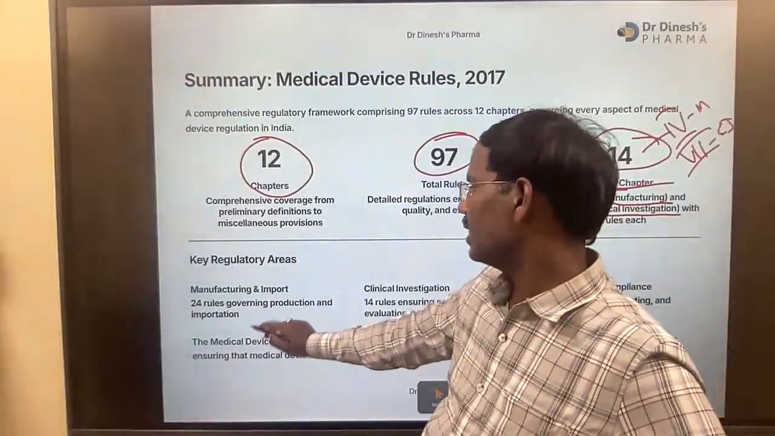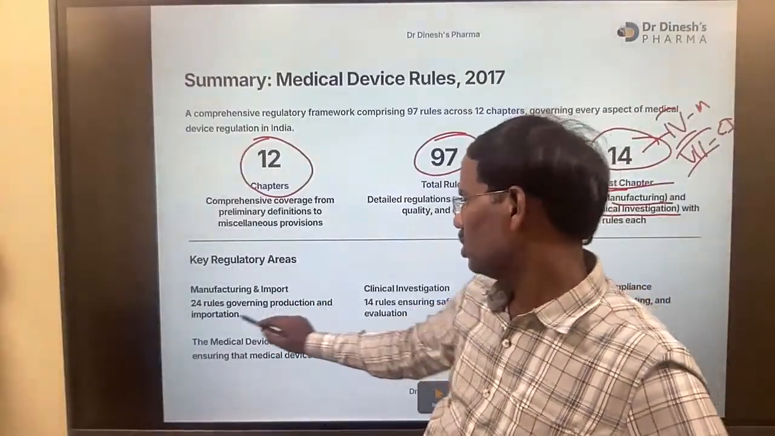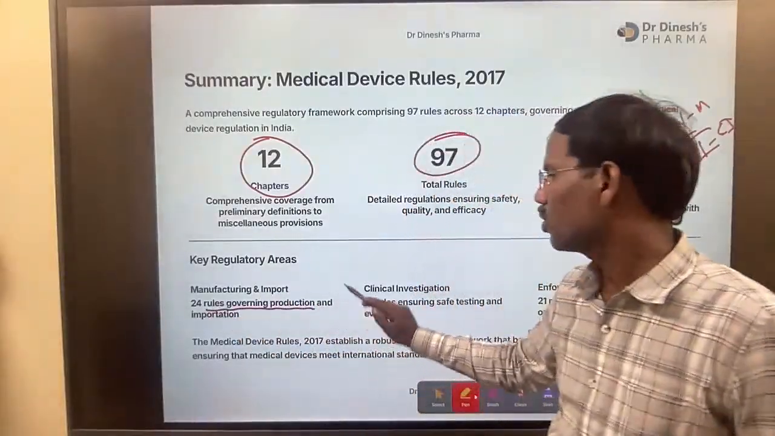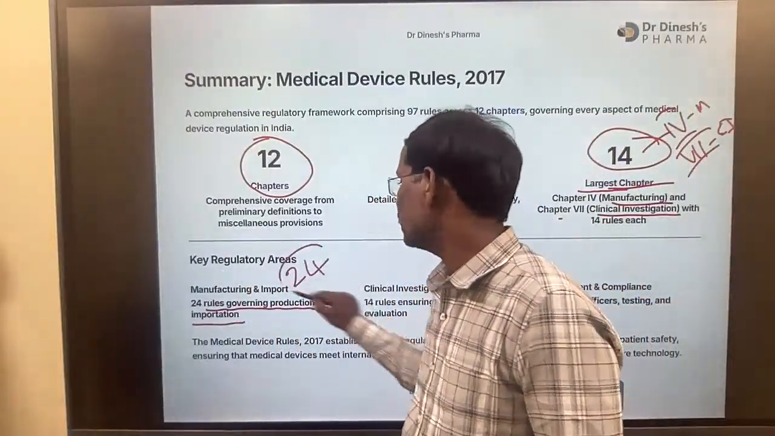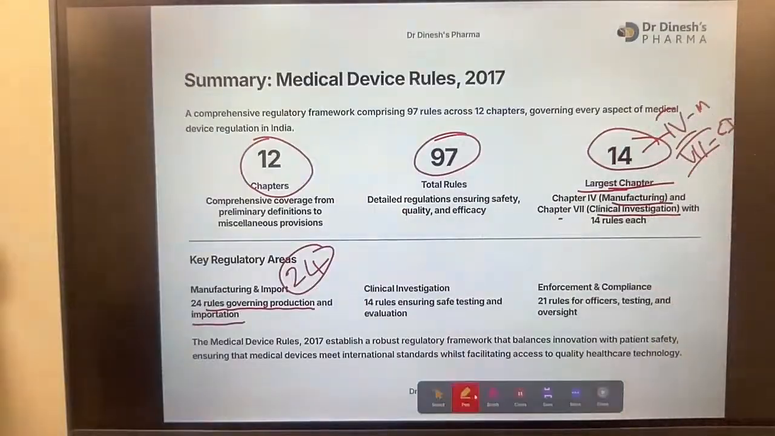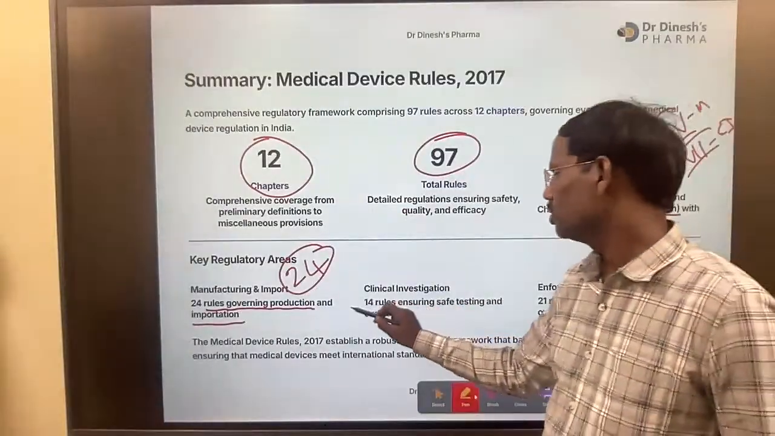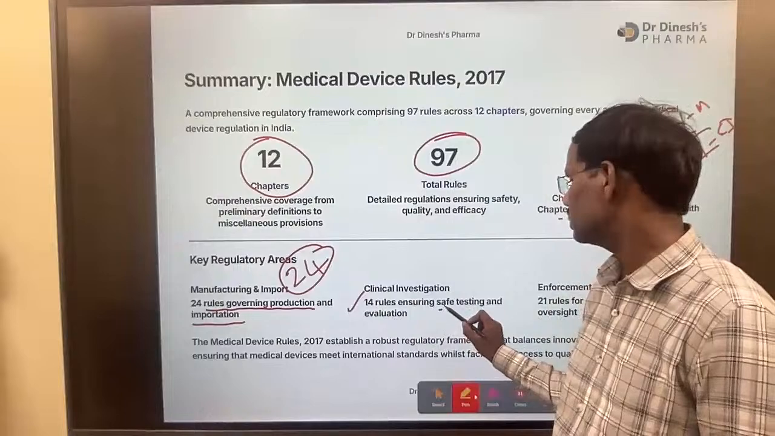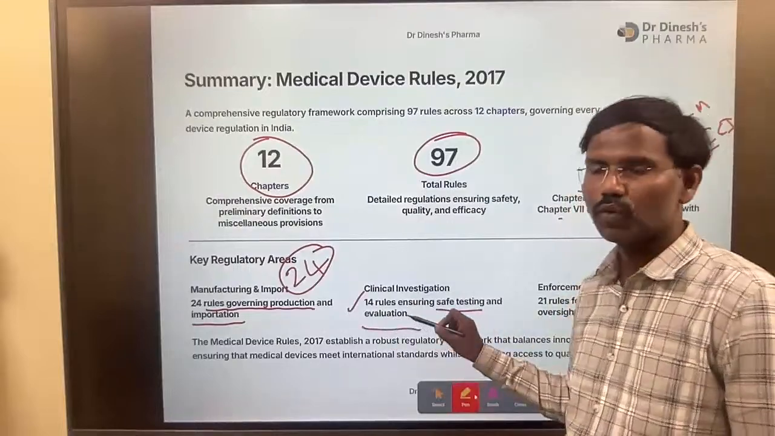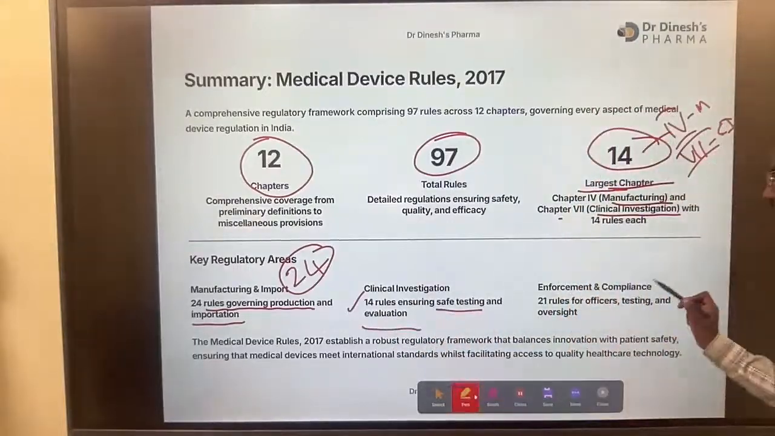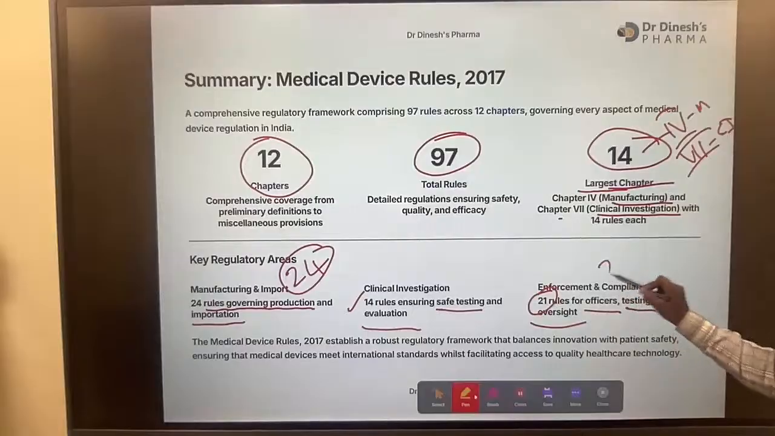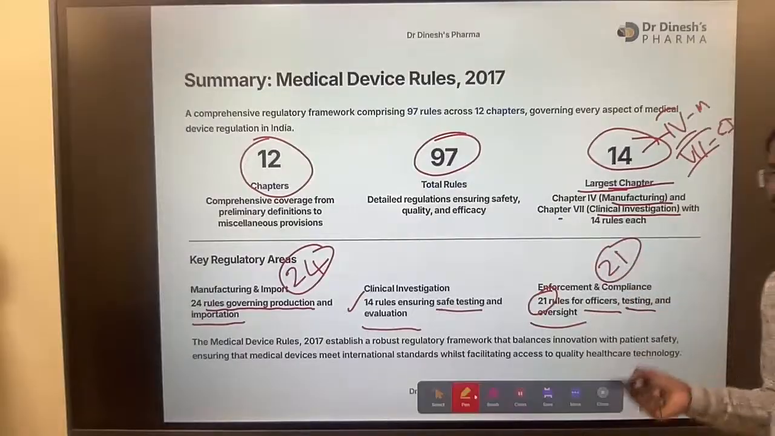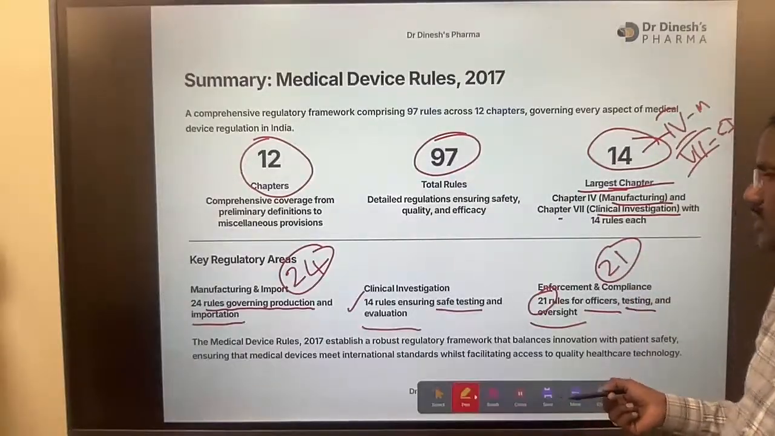Key regulatory areas: manufacturing and import have 24 rules governing production and importation. Then 14 rules are very important for clinical investigation, safe testing and evaluation. Then enforcement and compliance: 21 rules are there for officers, testing and oversight.